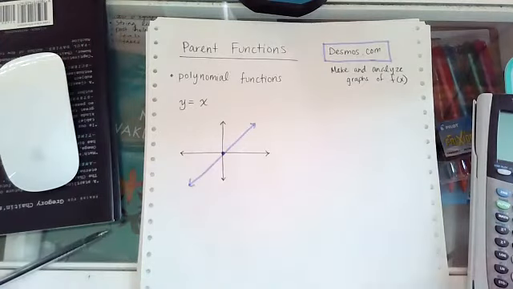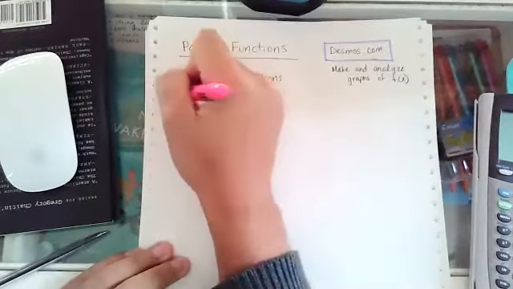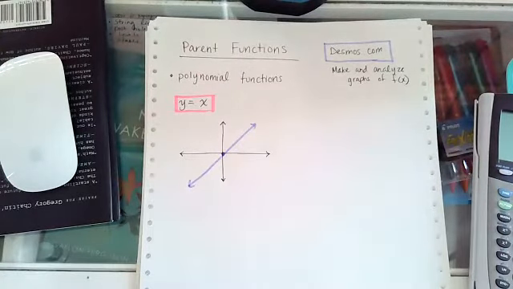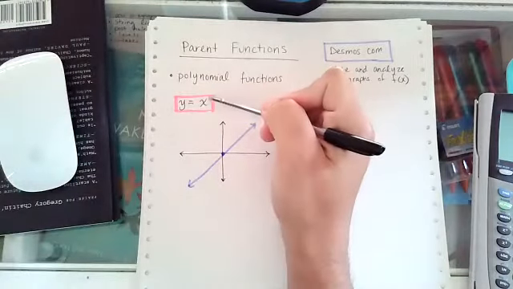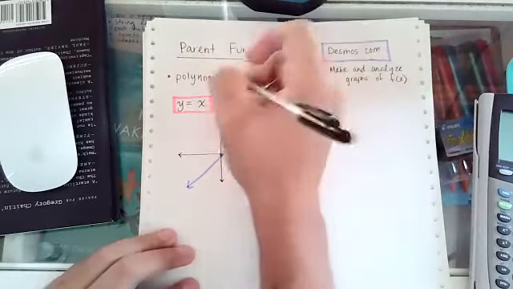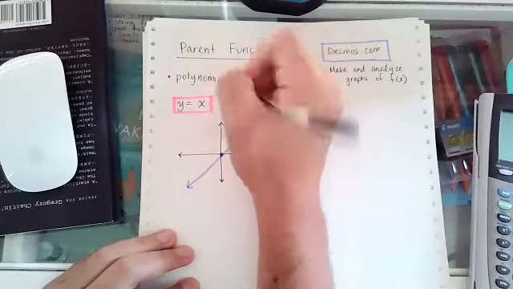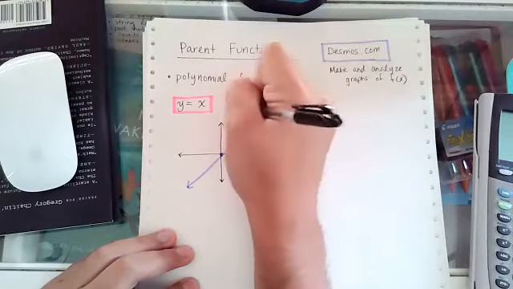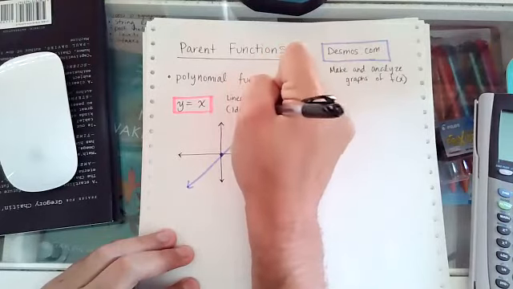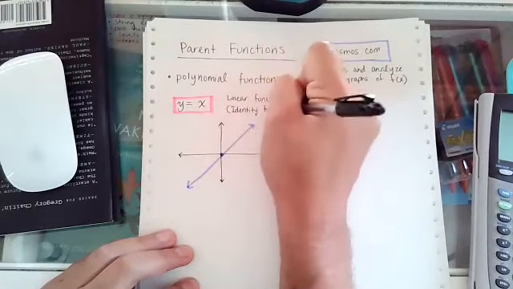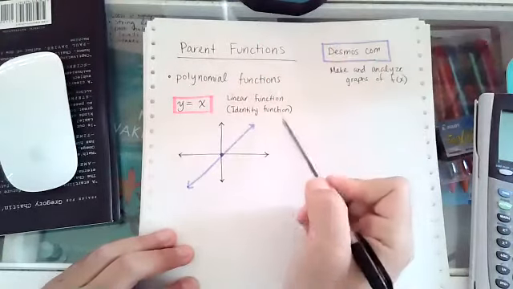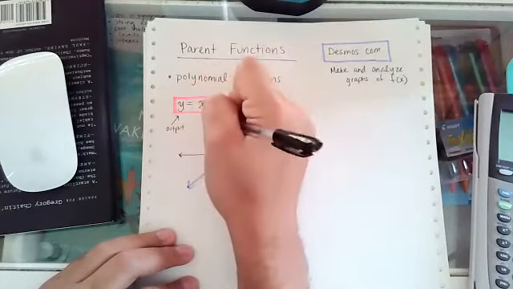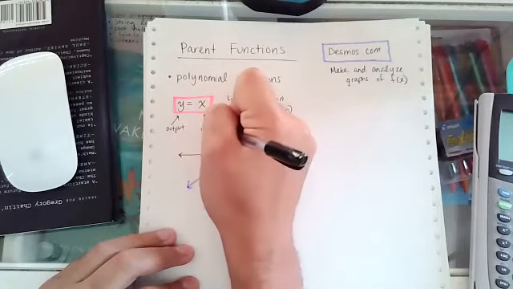Okay. This particular function is a linear function, and we can identify it as a linear function as we identified linear equations because the x has the highest exponent of a 1. Okay. So this is going to be your basic linear function. Sometimes it's called the identity function. And the reason why it's called the identity function is because your output is identical to whatever the input is.